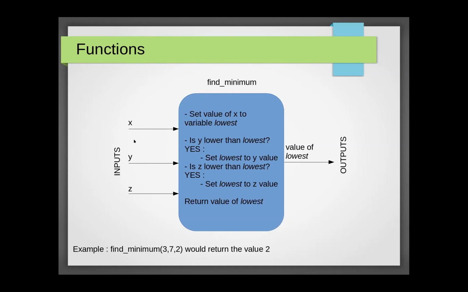So we're looking through each one. We start assuming x is the lowest, and then we check y and z in turn to see if they're lower.